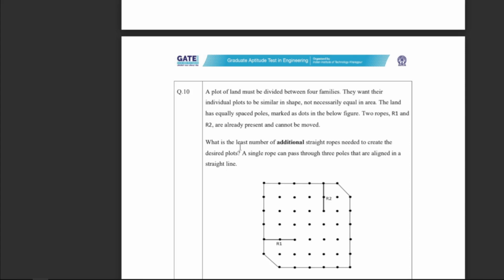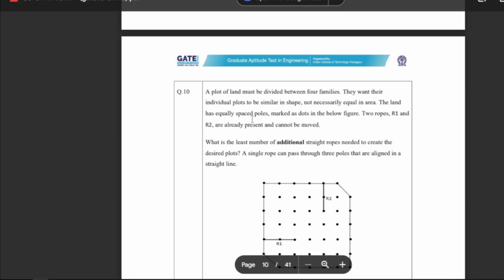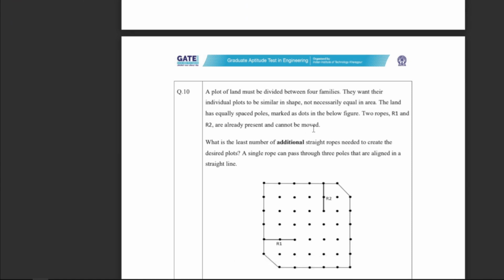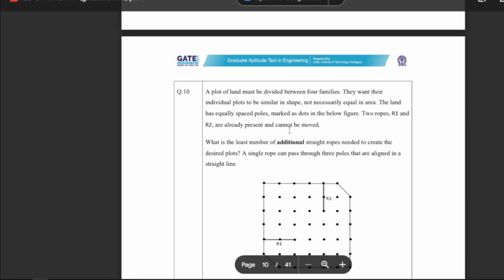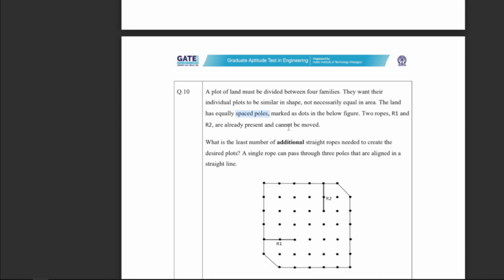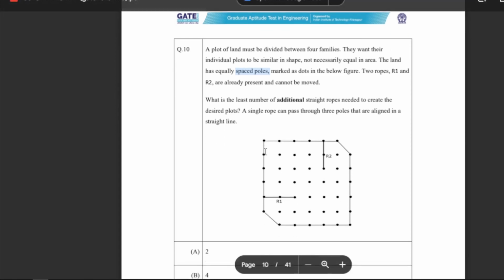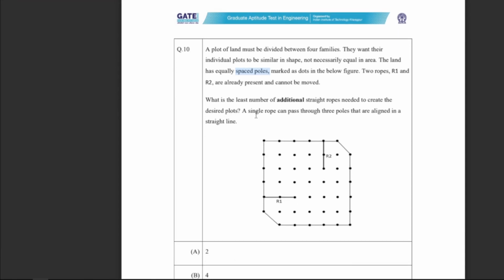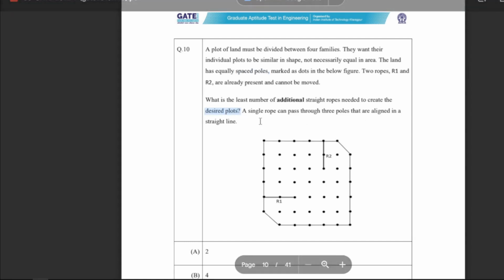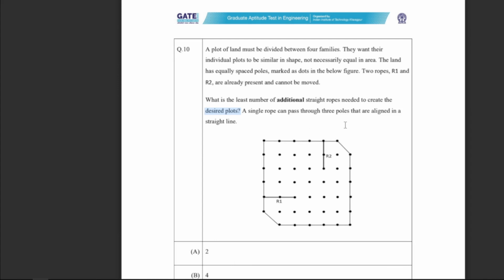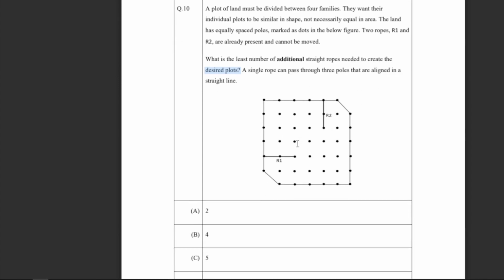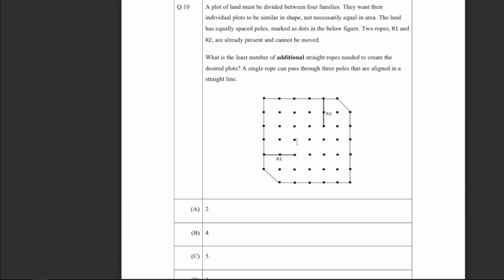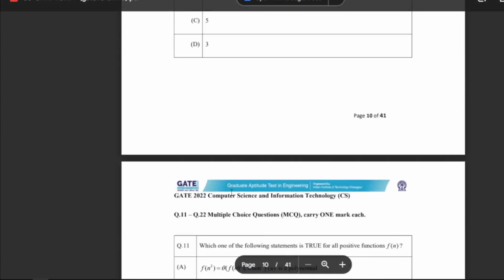So the 10th question is, a plot of land must be divided between 4 families. They want their individual plots to be similar in shape, not necessarily equal in area. The land has equally spaced poles marked as dots in the blue figure. 2 ropes R1 and R2 are already present and cannot be moved. What is the least number of additional straight ropes needed to create the desired plots? A single rope can pass through 3 plots that are aligned in a straight line. So the answer for 10 is D, that is 3.